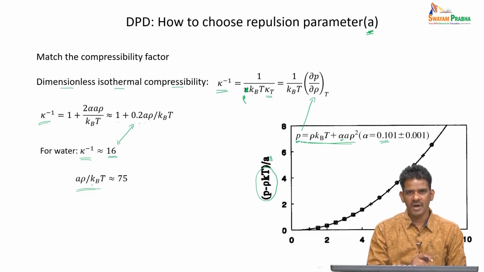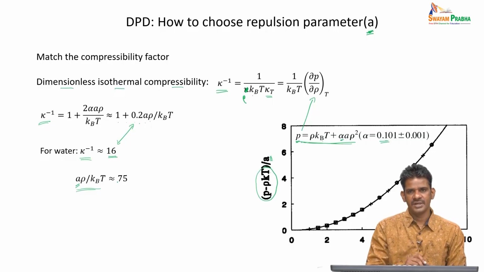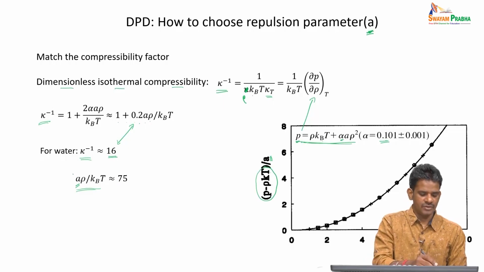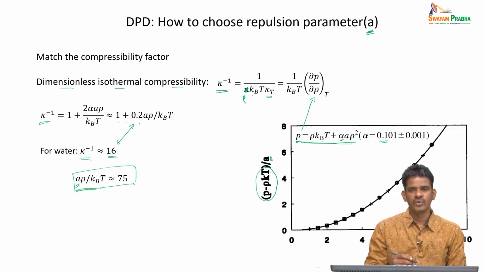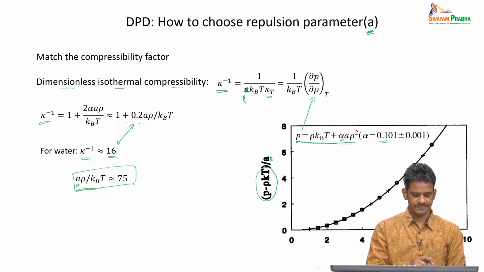So if you want to simulate water in a DPD simulation, and you are hoping to predict isothermal compressibility equivalent to the experimental value, you should choose the repulsive parameter A by this particular value. A should be 75 times kBT by rho. So for any other fluid, this is a way to go forward. You look at isothermal compressibility, measure it in DPD simulation for different repulsive parameters, match that with the experimental value, and then choose the correct value of the repulsion parameter.